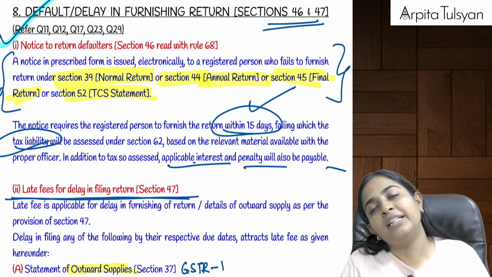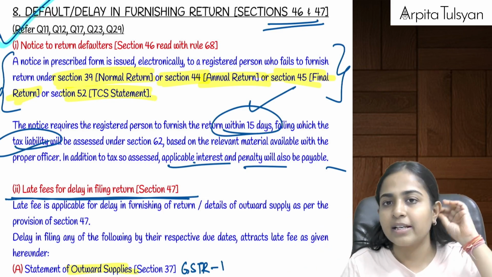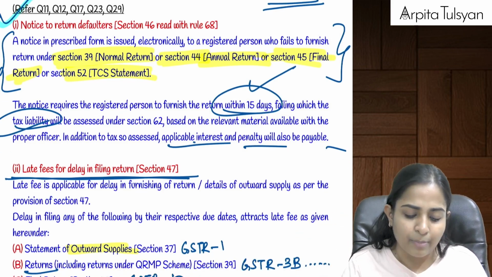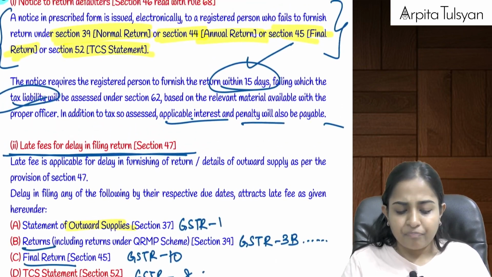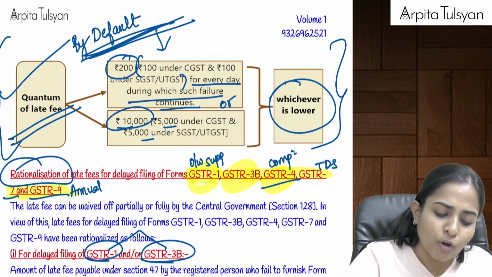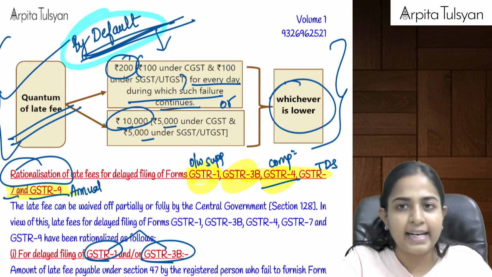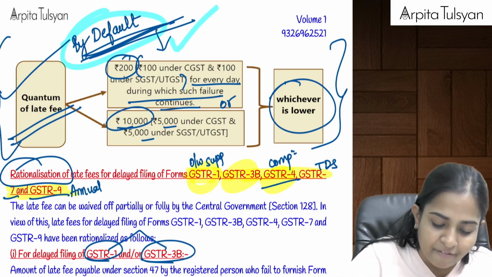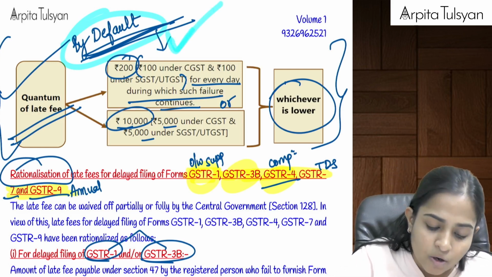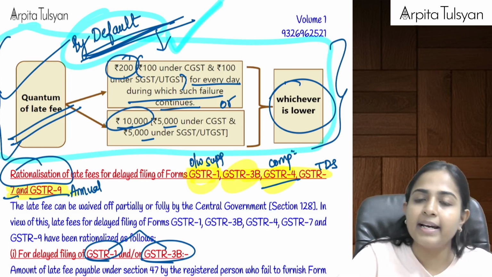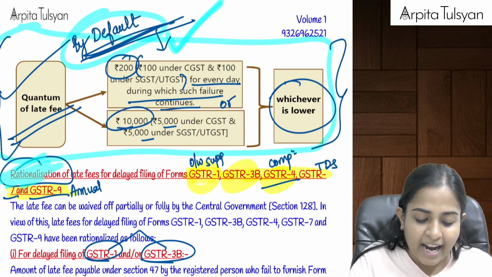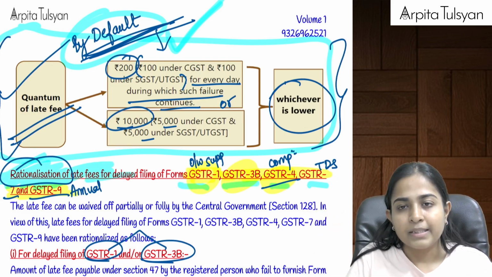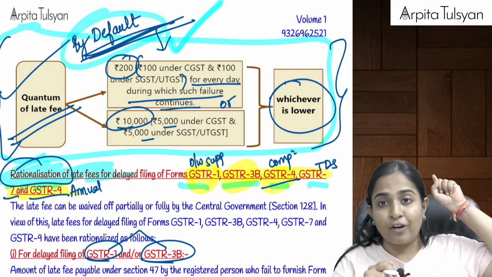If you don't do it within the period of 15 days, then in that case the proper officer will start calculating your tax liability and your relevant interest, penalty, late fee, etc. will become applicable. Okay, now listen. There is a by default amount of late fee that is applicable if you are not filing your returns. Why am I saying this as by default provision? Because this was the only late fee which was earlier applicable. Then they rationalized the late fees, means they reduced the amount of late fees for certain returns. Okay, for other returns, still the by default provision is applicable.